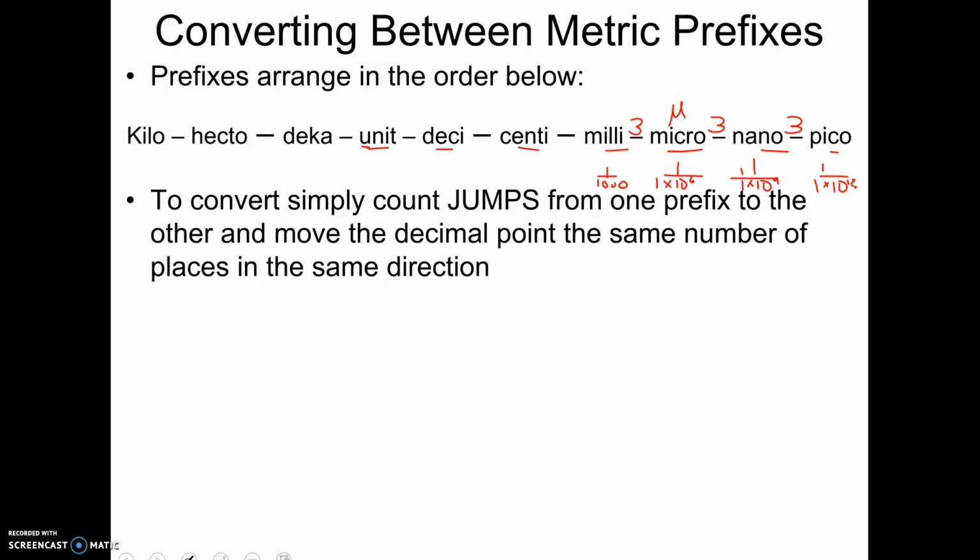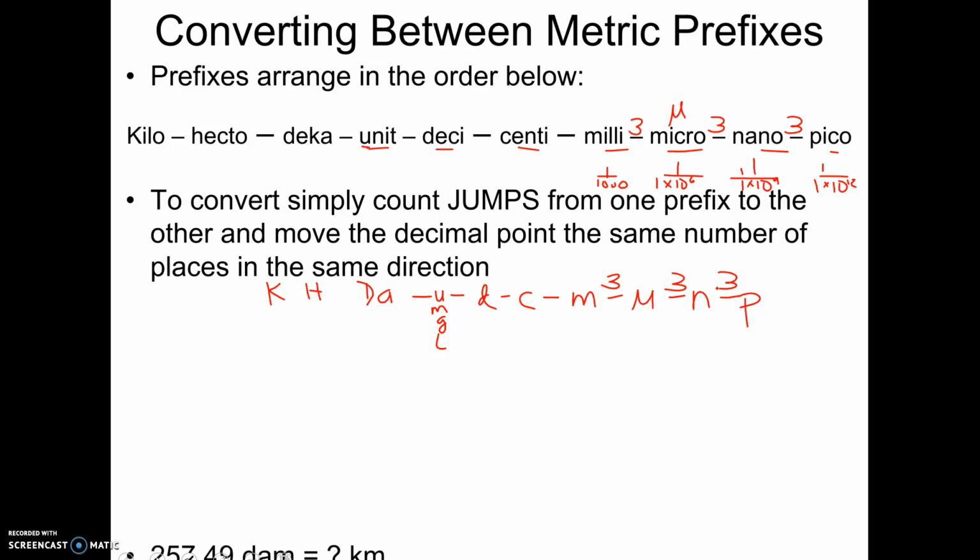So I would recommend you memorize King Henry died unexpectedly, drinking chocolate milk, missing nature's picture. Just put your prefixes there. King Henry died, base unit, meter, gram, liter. Drinking chocolate milk, missing nature's picture, and then add in 3, 3, 3, because it's actually a 3 decimal space jump to those 3. So let's say we wanted to solve this one.